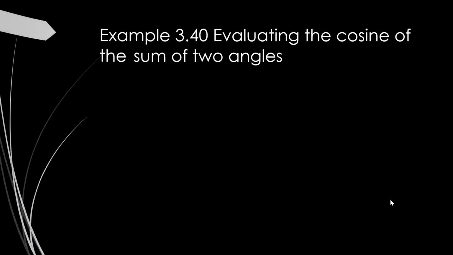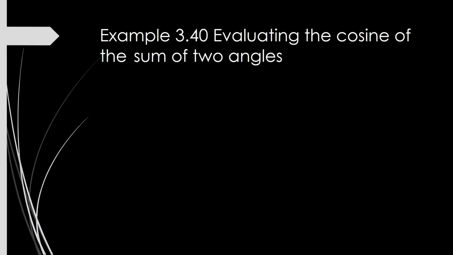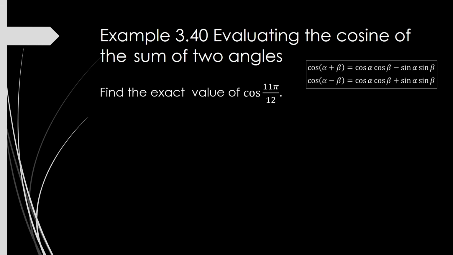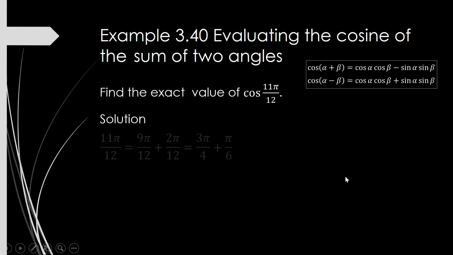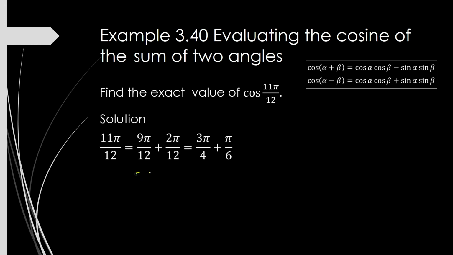Let's do another one. Example 3.40. Evaluating the cosine of the sum of two angles. Find the exact value of cosine of 11 pi over 12. So what we do is we shall look for special angles, or an angle that will lead us to a special angle, whose sum is 11 pi over 12. 9 pi over 12 plus 2 pi over 12 is 11 pi over 12.